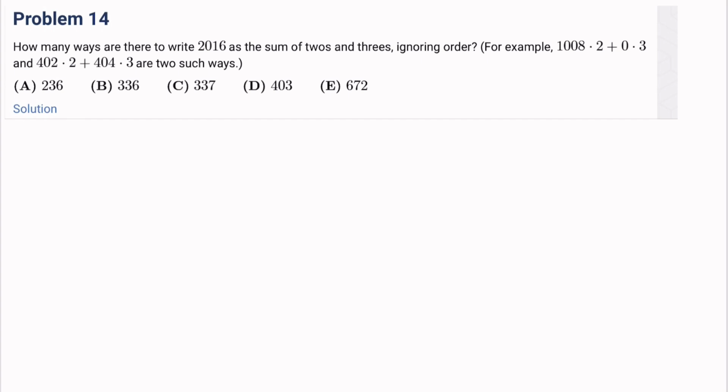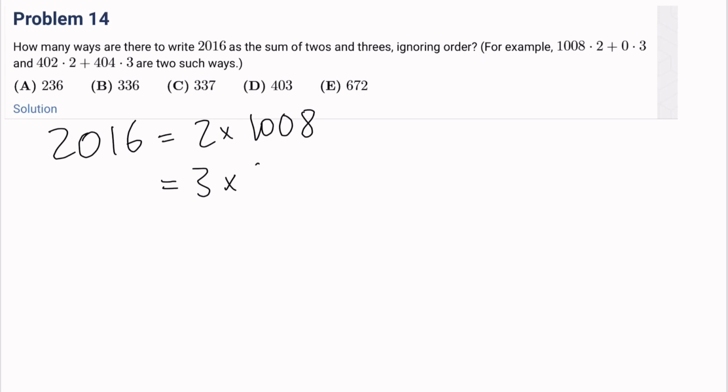How many ways are there to write 2016 as the sum of 2's and 3's, ignoring order? Okay, so first let's dissect 2016. What is 2016? If we divide this by 2, this is 2 times 1008. And if we divide this by 3, 2016 equals 3 times 672, right? And so we can make a chart here.